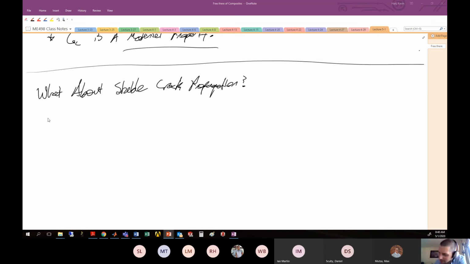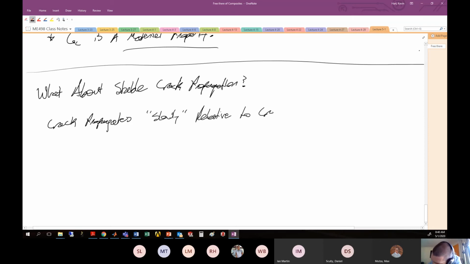So what that might look like: crack propagates, I'll say slowly relative to crosshead speed.